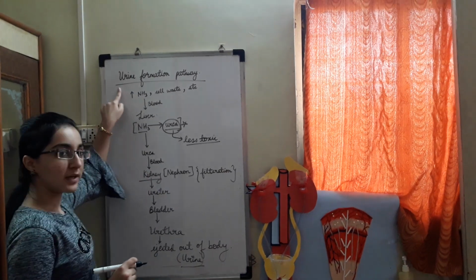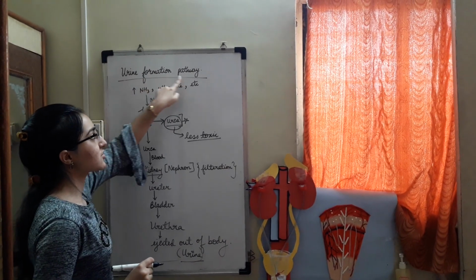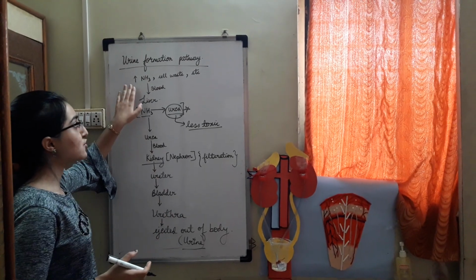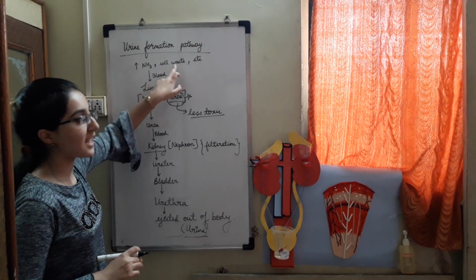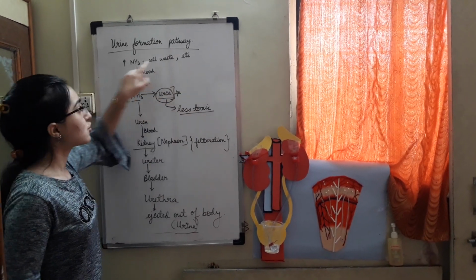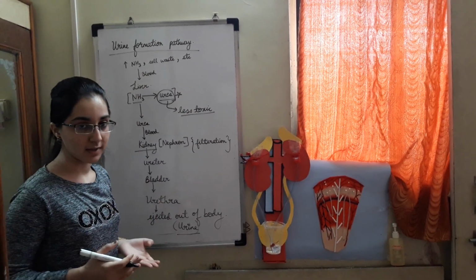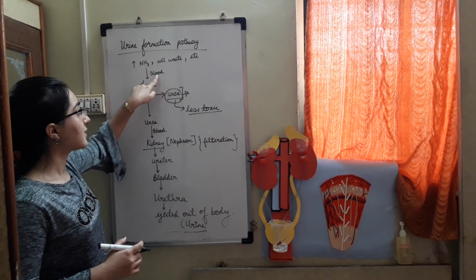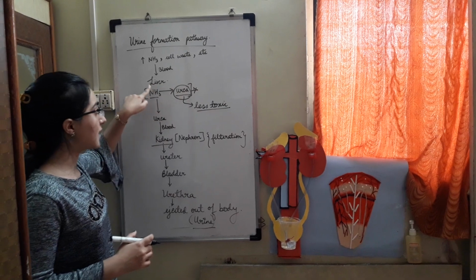We are going to learn about the urine formation pathway. So what actually happens in the body? There is an increase of ammonia and cell waste, and many other things, so we can say etc. These things increase in the body, then they come into the blood, and from the blood they are carried towards the liver.